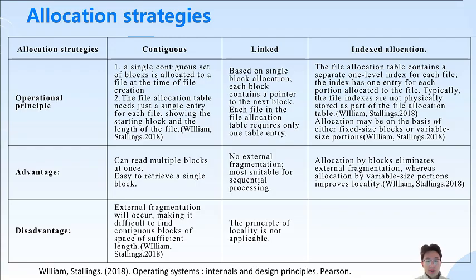There are three types of allocation strategies. The first one is contiguous. A single contiguous set of blocks is allocated to a file at the time of file creation. You can see the advantage is that it can read multiple blocks at once and it is easy to retrieve a single block, but it will create external fragmentation.